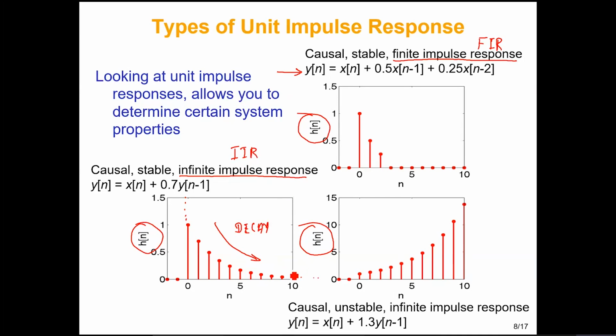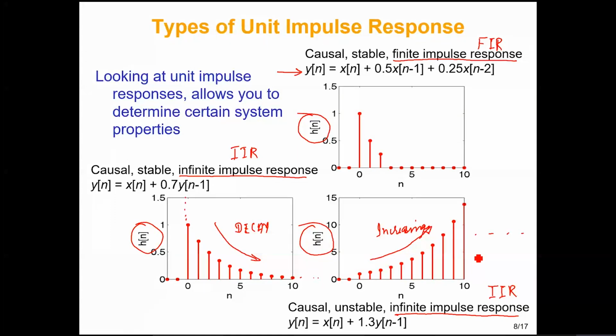And similarly, here is another example of a third system whose equation is given. And if you give a single impulse to it, you will see that we end up getting increasing or expanding values of your impulses, but infinite. It will go on and on and on. So this is also a infinite impulse response system, IIR.